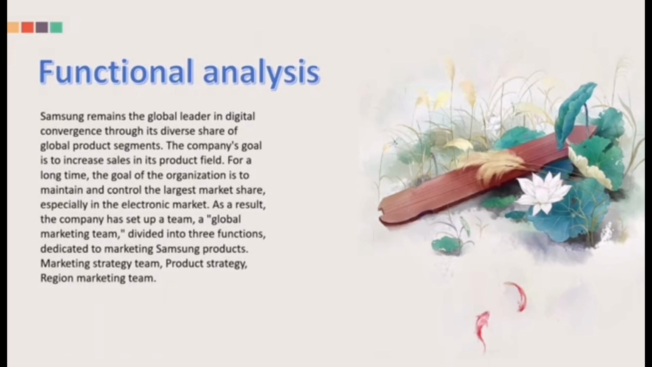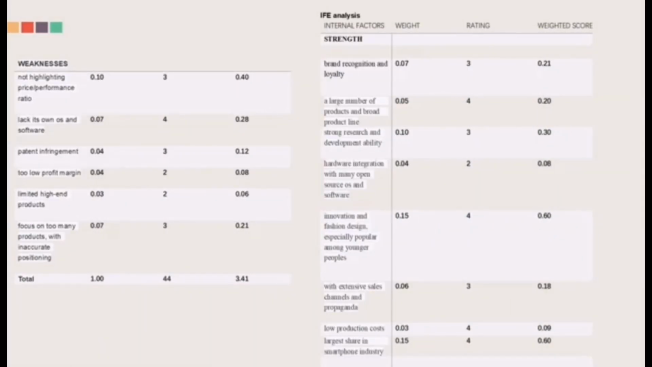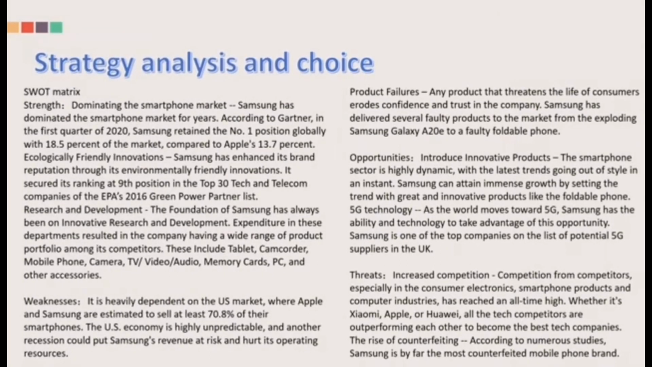As a result, the company has set up a global marketing team, divided into three functions: marketing Samsung products, marketing strategy team, product strategy, and regional marketing team. And this one is the IFE analysis, the strengths and weaknesses. The weighted score total is 3.51, and the next one is the SWOT matrix.